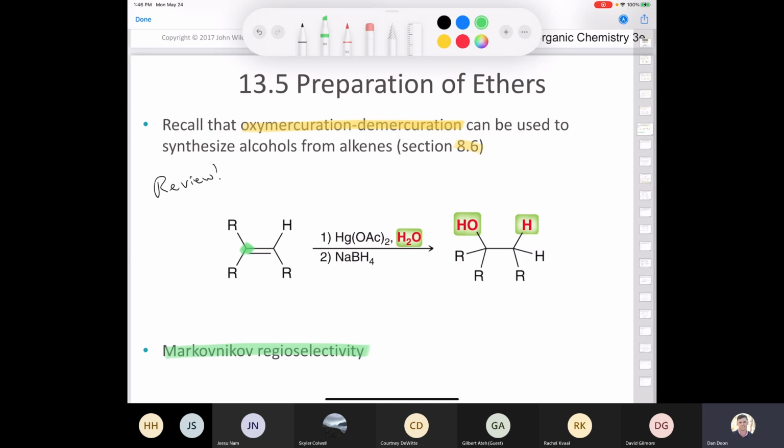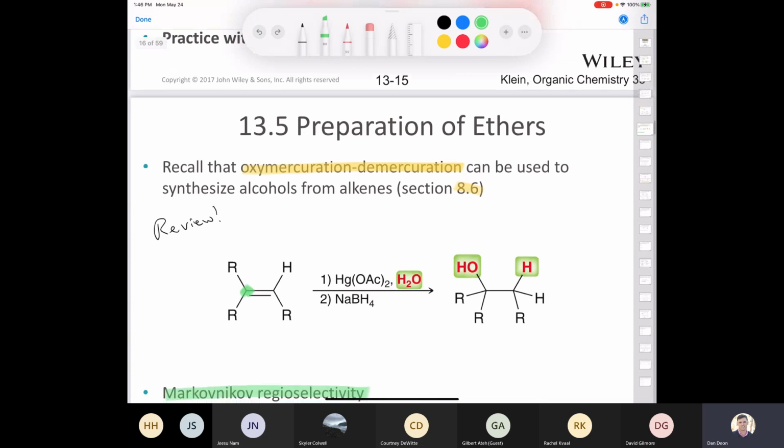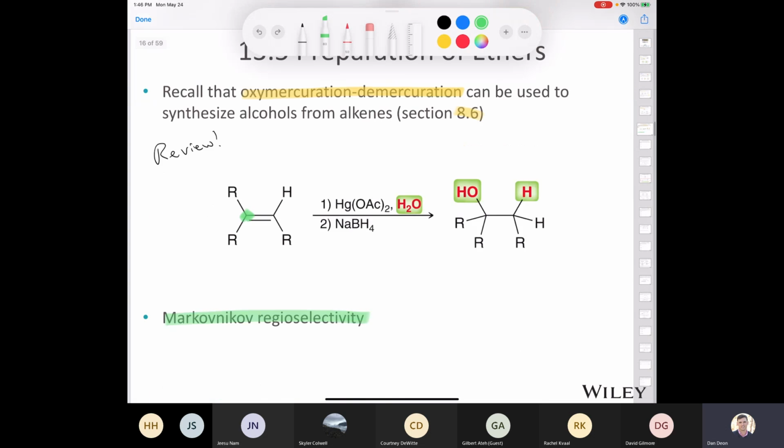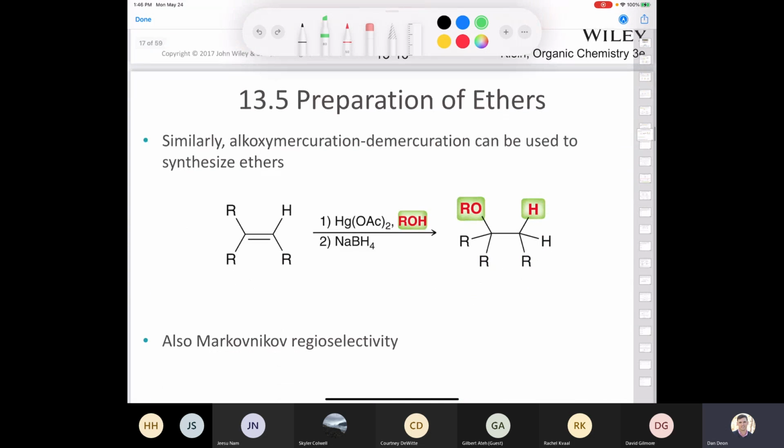Now, here's the question. What if you replace the water with an alcohol, right? What if you used an alcohol as the nucleophile instead of water? Well, instead of using water and making an alcohol, you can use an alcohol and you end up with an ether, right? We have carbon, oxygen, carbon right there. So this has got a new name. It's very close to the last one. It's called alkoxy. So it's alkoxymercuration, demercuration.